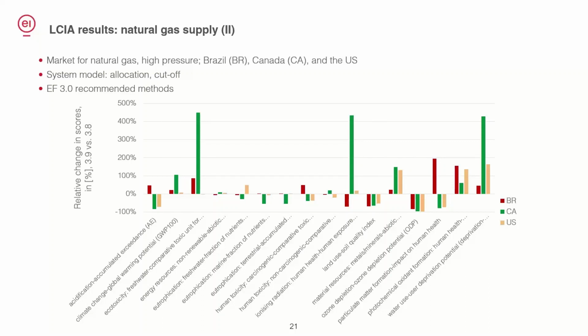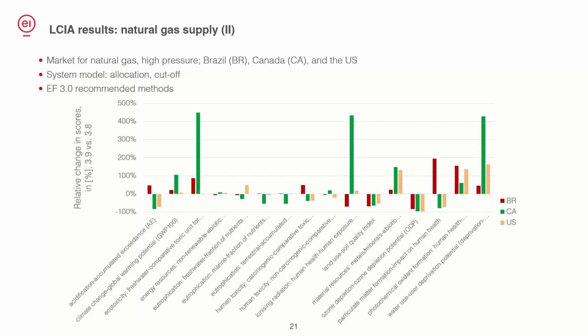And here it's really important to know that the natural gas supply in Canada was, up until version 3.8, modeled as a market group made up of provincial markets for natural gas in Alberta and in Quebec, representing 95% and 5% of the total annual volume, respectively. The supply to both markets in 3.8 was completely covered by the production in Alberta, so by own production. And the new market activity for natural gas in Canada in version 3.9 is supplied to 88% by domestic production and the rest by imports from the US.